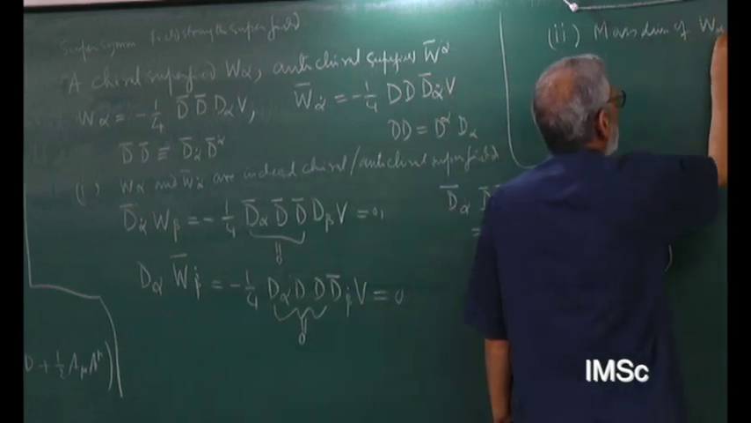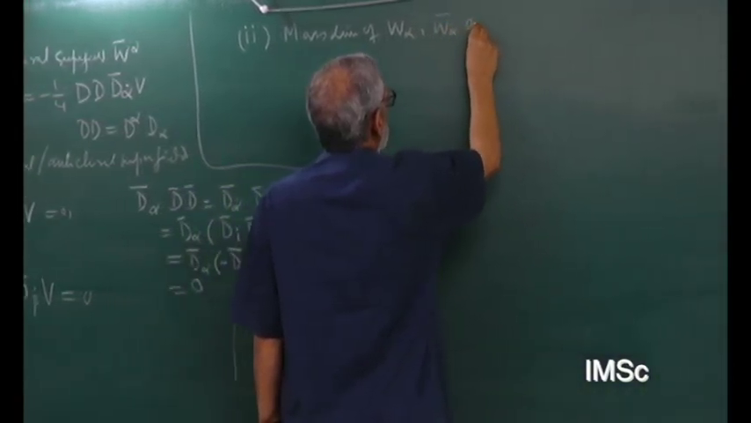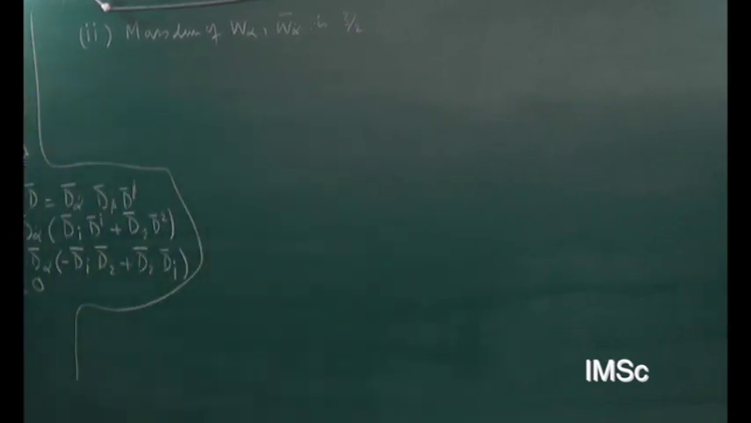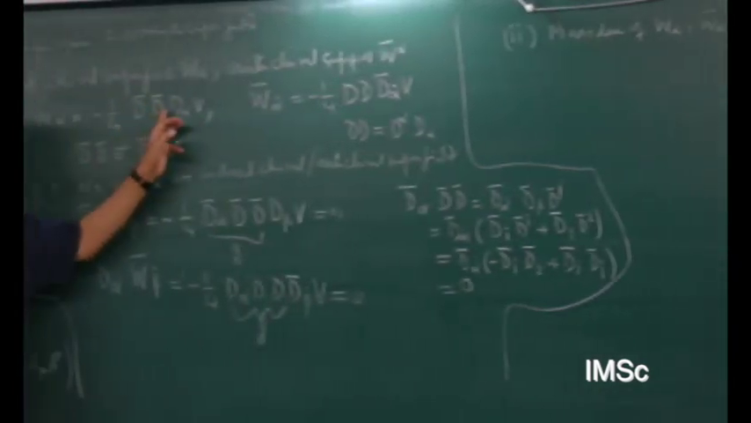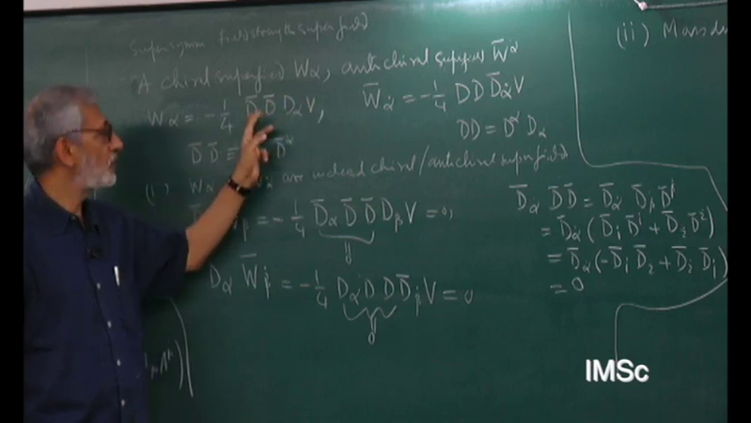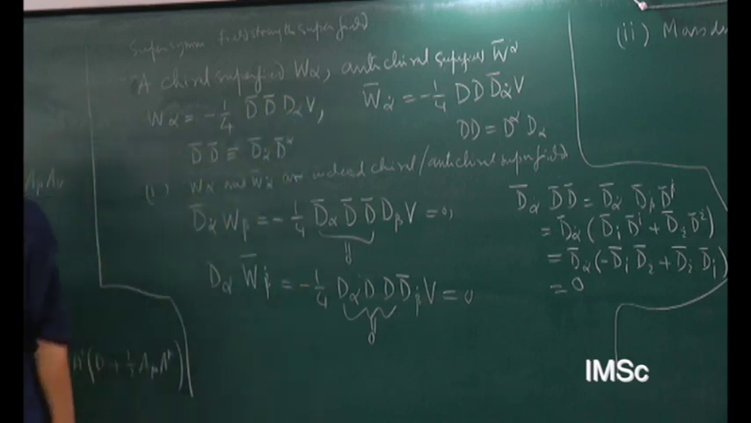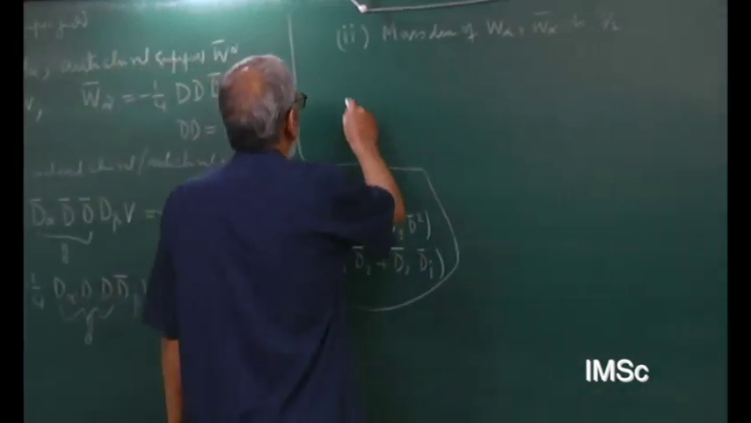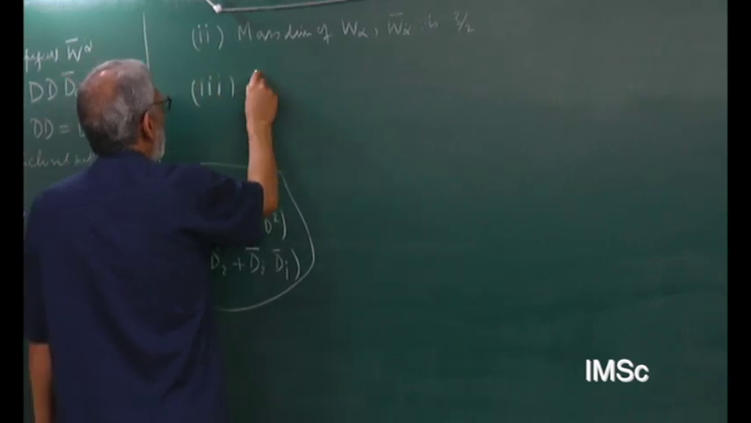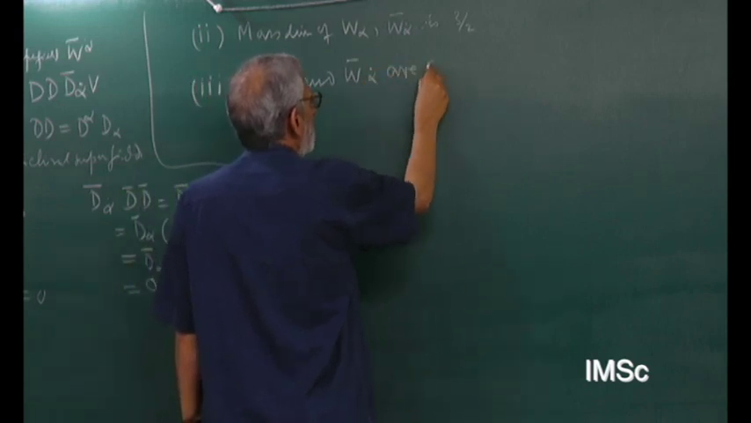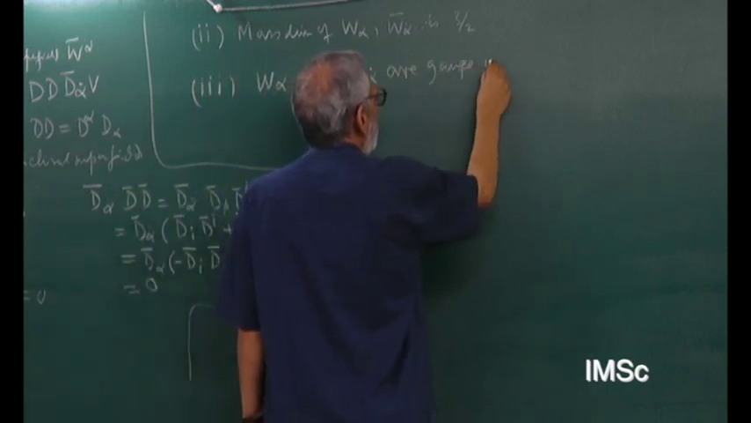Second property is that mass dimension of W alpha and W bar alpha dot is 3 by 2. That's simple because each derivative is mass dimension, covariant derivative is mass dimension plus half. V is mass dimension 0, so 1 plus half, 1 half, 1 half is 3. Not only that, W alpha and W bar alpha dot are gauge invariant.